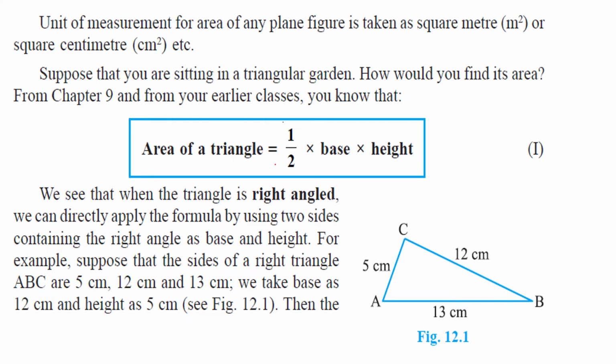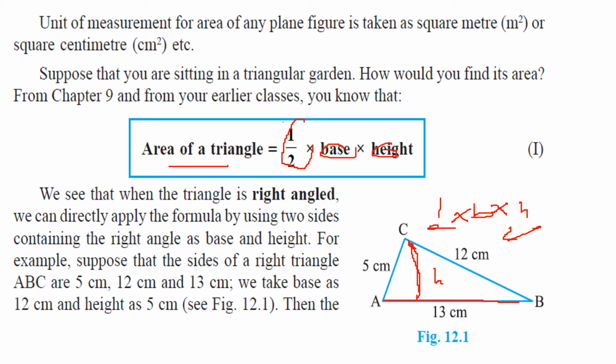Now suppose you are sitting in a triangular garden. How to find the area? We know that if this is a triangle, then you need a base and you need a height, perpendicular like this. So half into base into altitude. For a right angle triangle, the area of the triangle is like this.